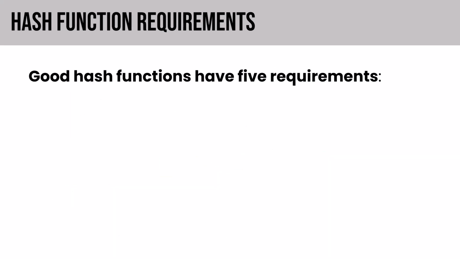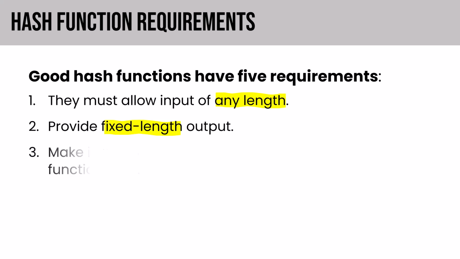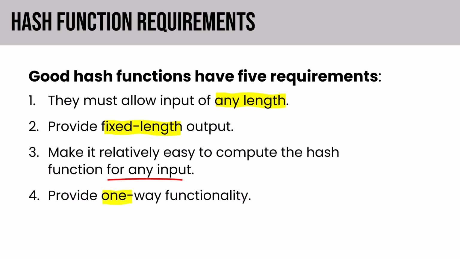Just to wrap up hashing, a good hash function has 5 requirements. So hash functions must allow input of any length. They must provide fixed length output. So no matter the length of the input, the output will be the same size. They need to make it relatively easy to compute the hash function for any input. They provide one-way functionality, meaning when the hash is generated, it cannot be reversed.